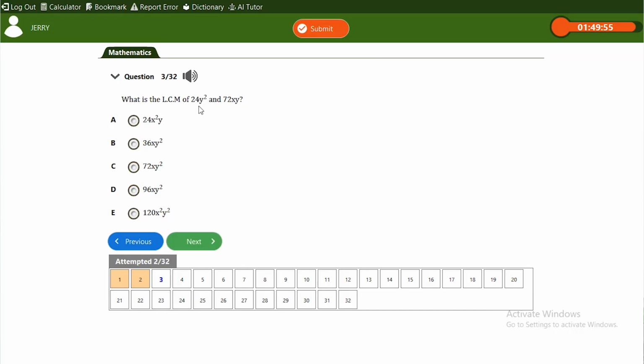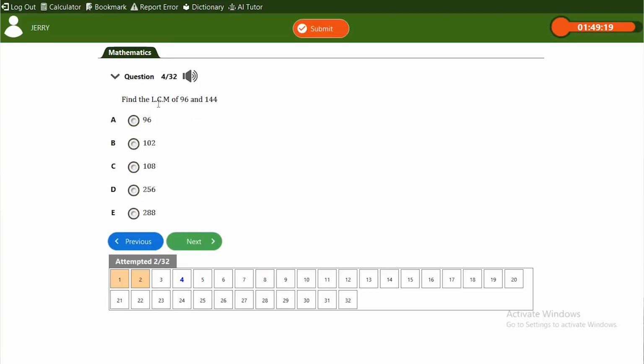This one says, what is the LCM of 24y squared and 72xy? Look, just go through our videos on this channel, on this particular playlist. We have treated the LCM of algebraic expressions. Okay, so where we treated this pattern of LCM where we have letters, where we have algebra attached to them. Okay, so you can go there. We extensively treated that, so you can just go and get yourself.